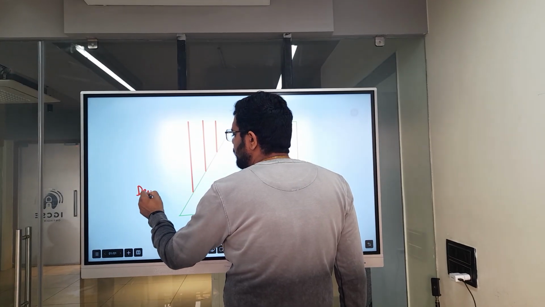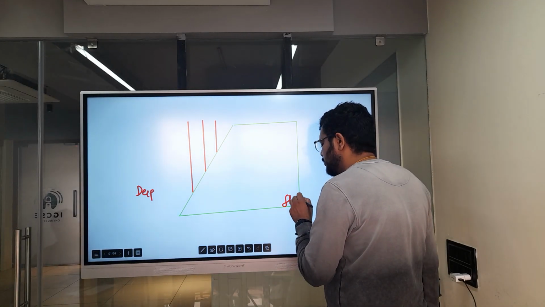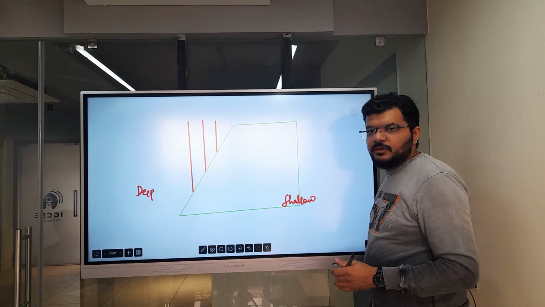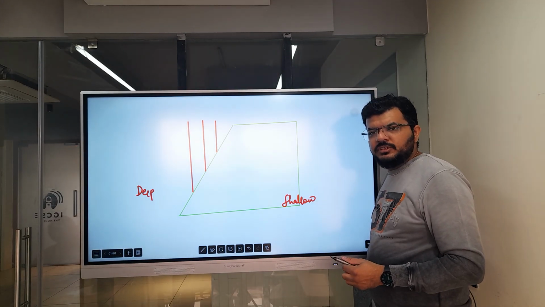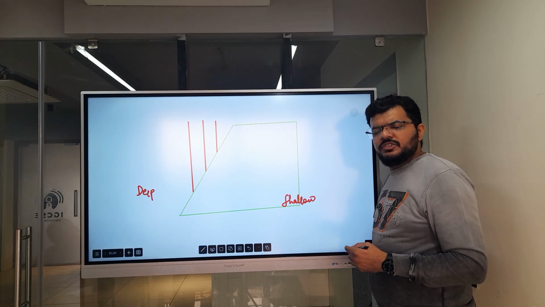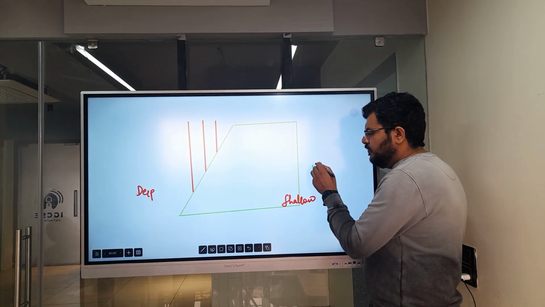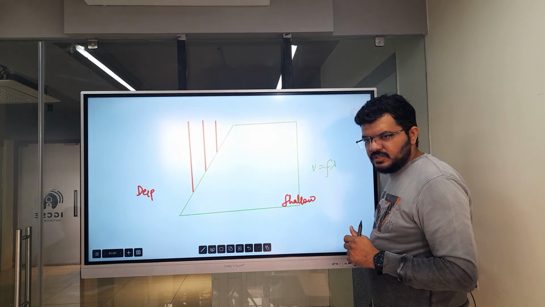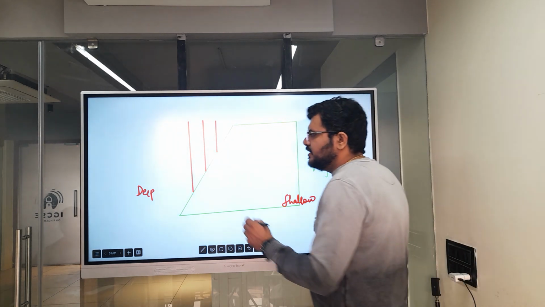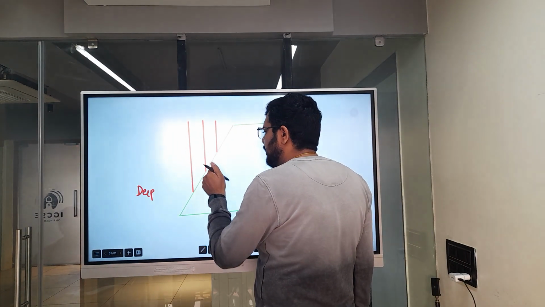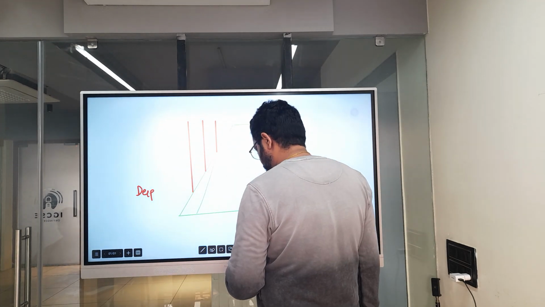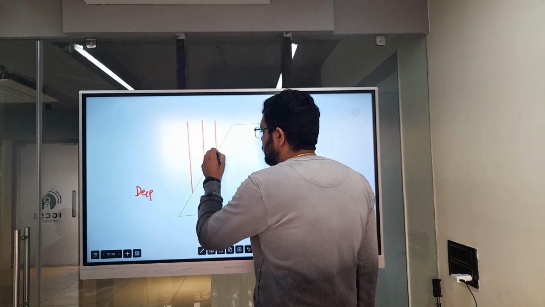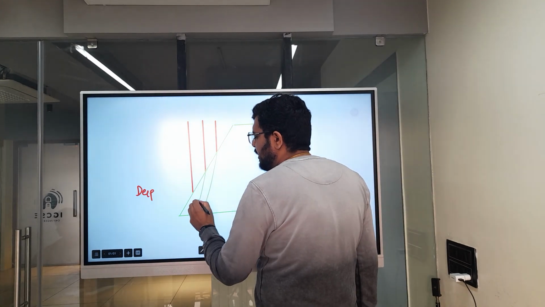This is deep water and this is shallow water over here. As I said, waves are slower in shallow water. What should happen? If v is equal to f lambda, the wavelength should decrease. How will I show the decrease of wavelength? Simply take this line closer from here. How will I make it closer? Make it bend towards the surface like this.